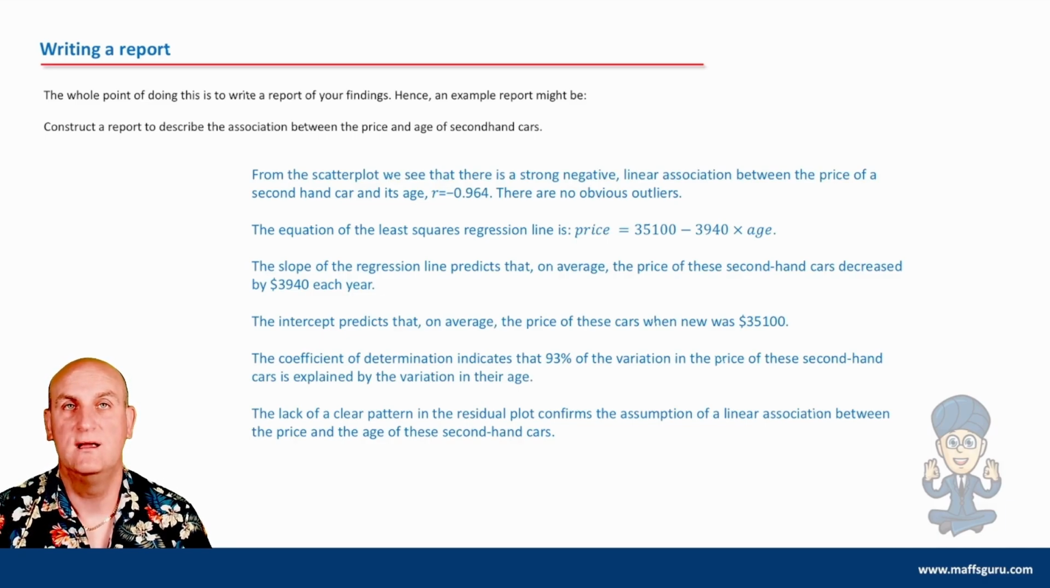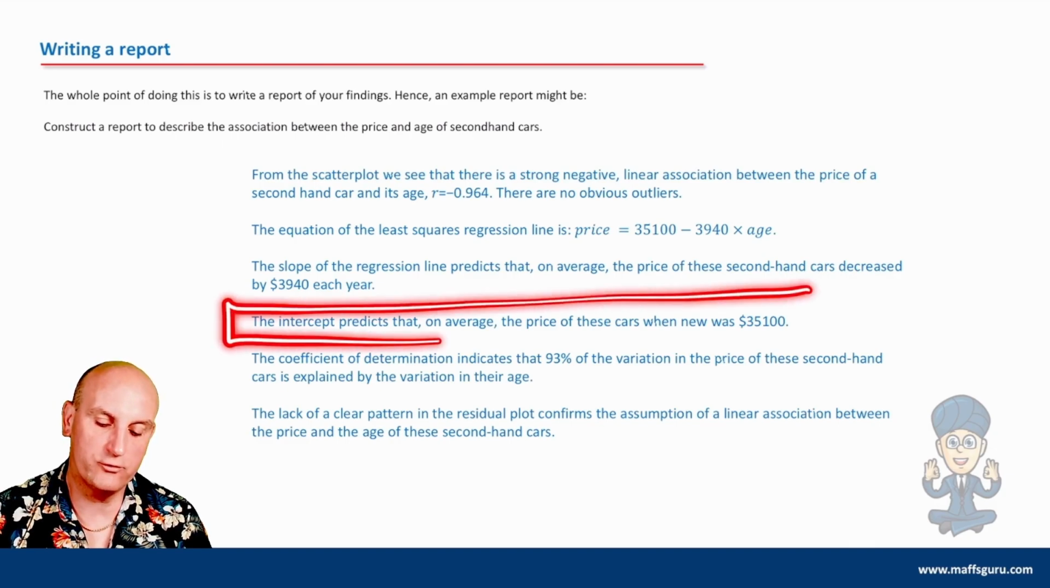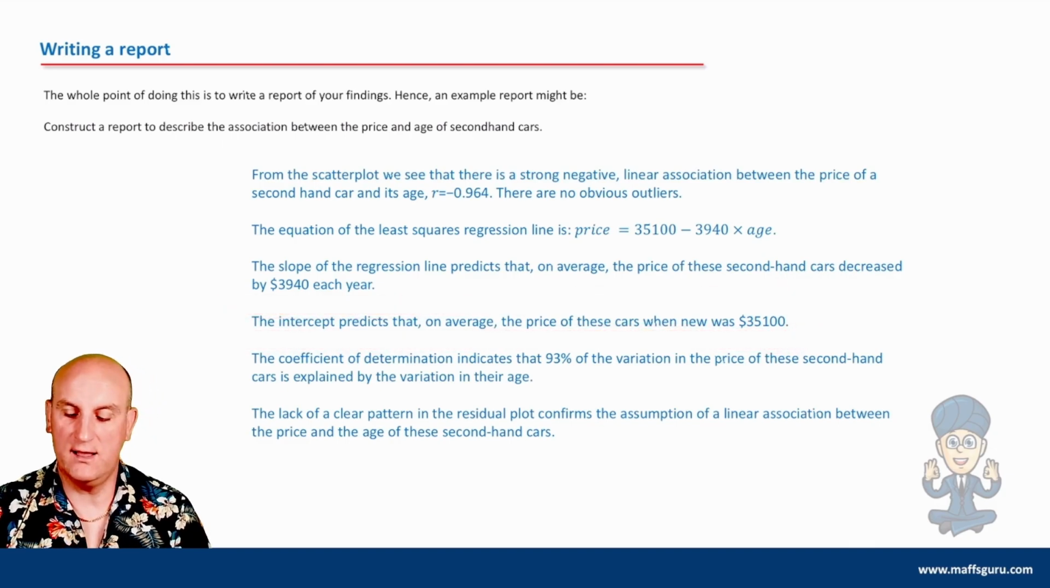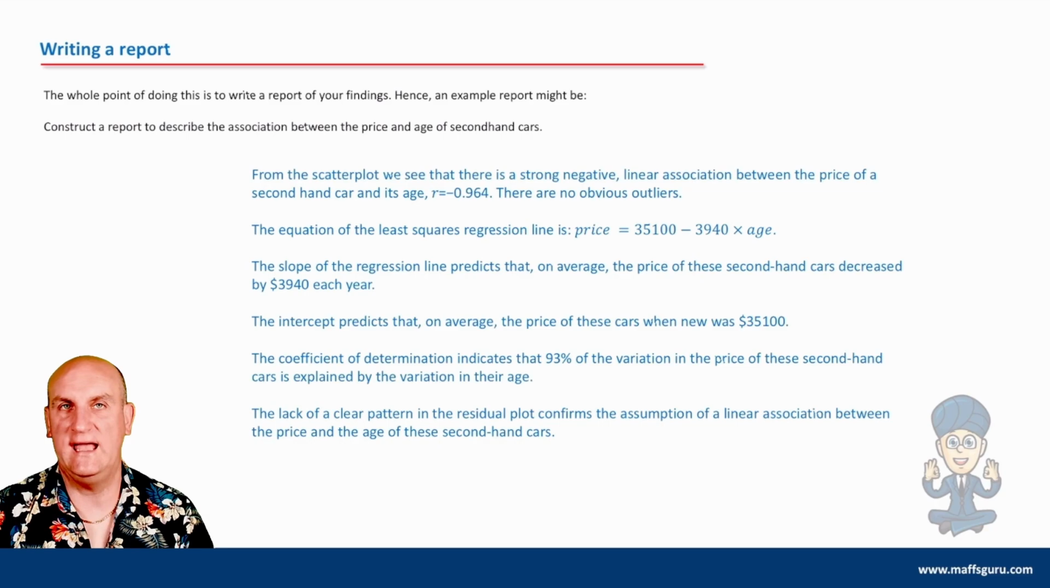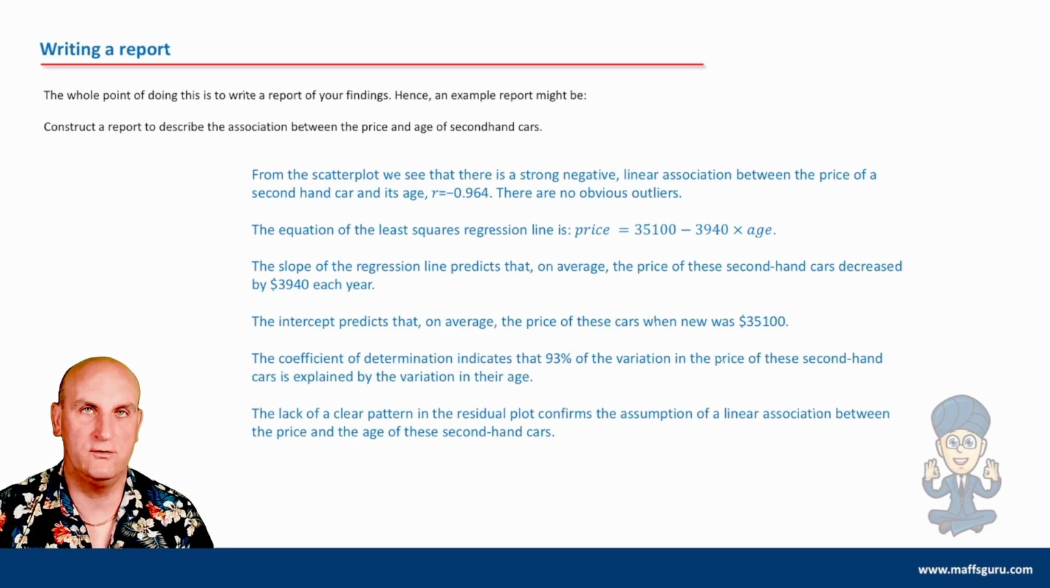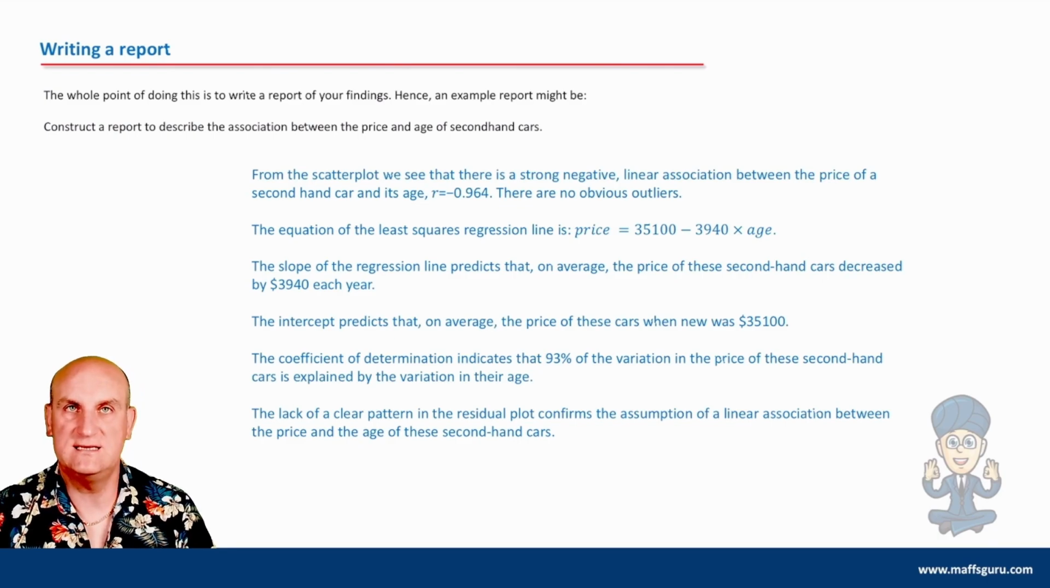Now in many cases you'll then need to go on and talk about the reasonableness. In this situation it was reasonable that our new car could be on average $35,100. But what about if I did height and age, for example, and an age of 0 gave me a height of minus 300 centimeters? That doesn't make any sense, all right? So in that situation, the intercept doesn't make any sense. It's not reasonable that an age of 0 would have a height of minus 300 centimeters.